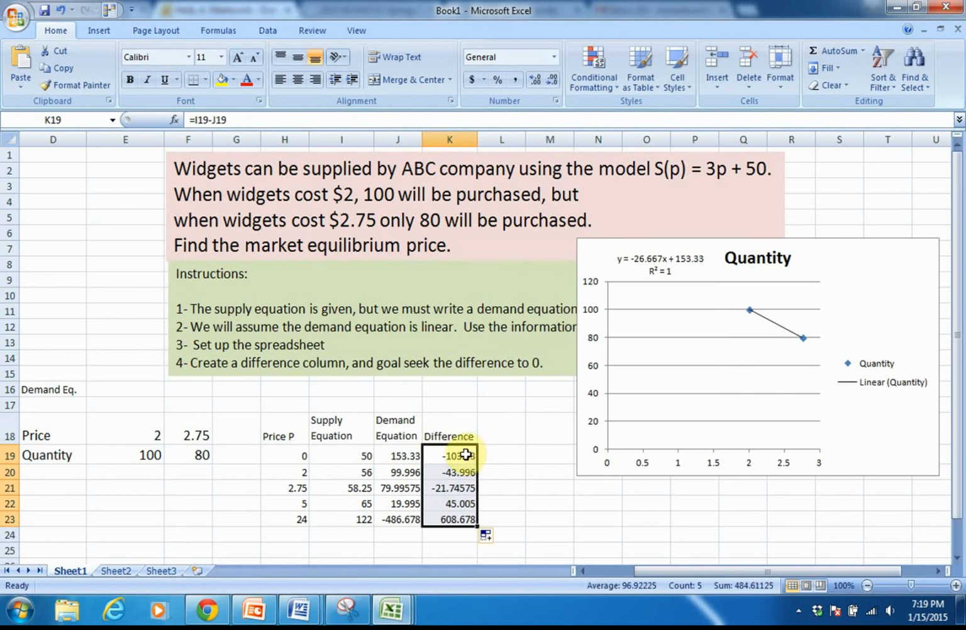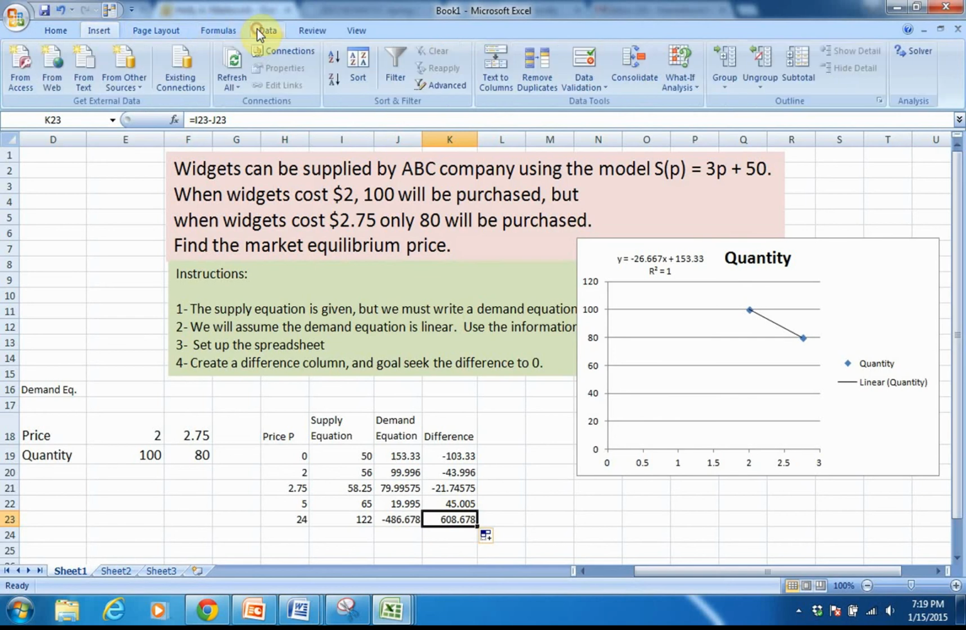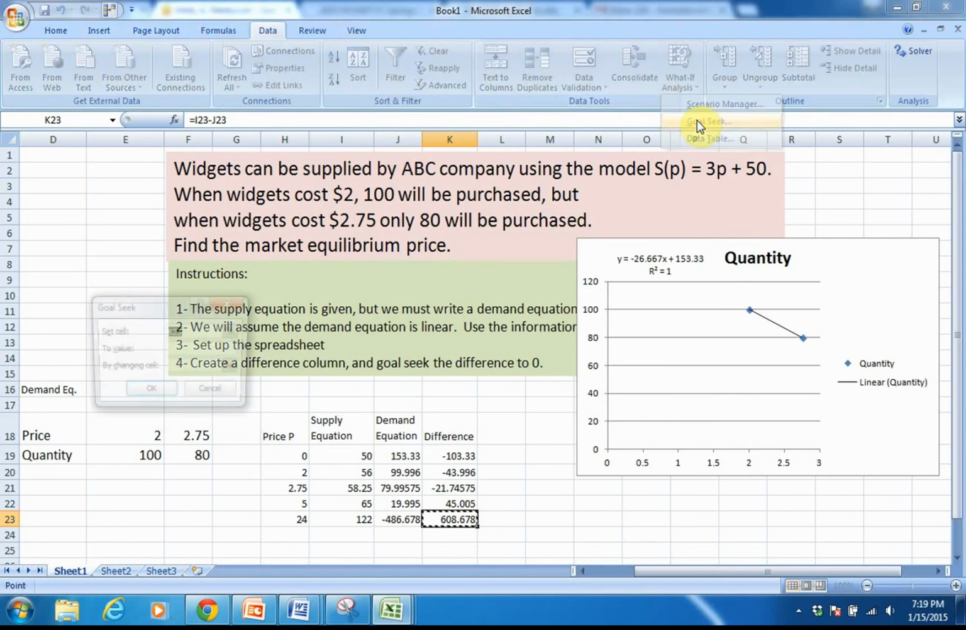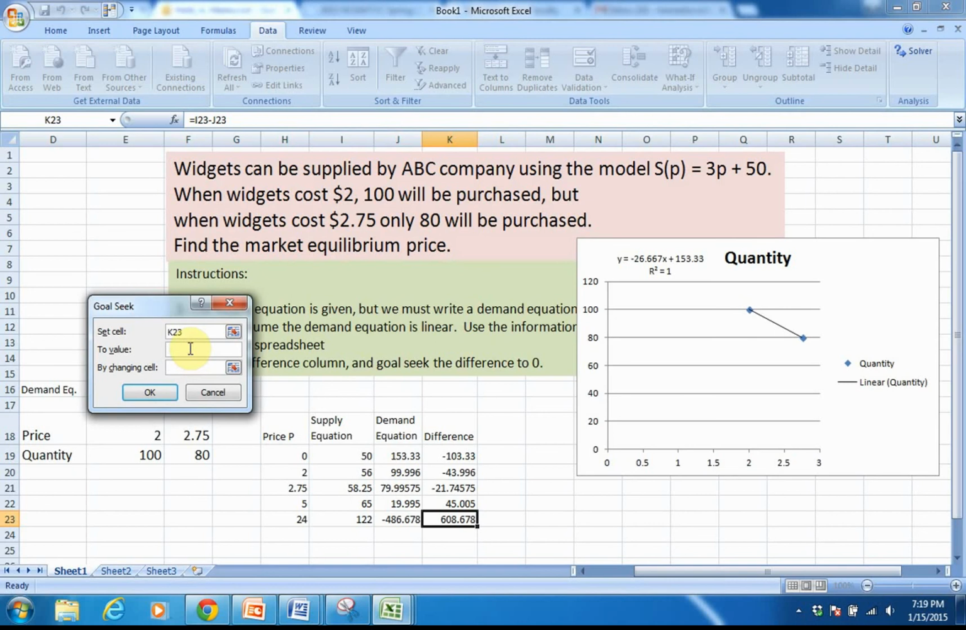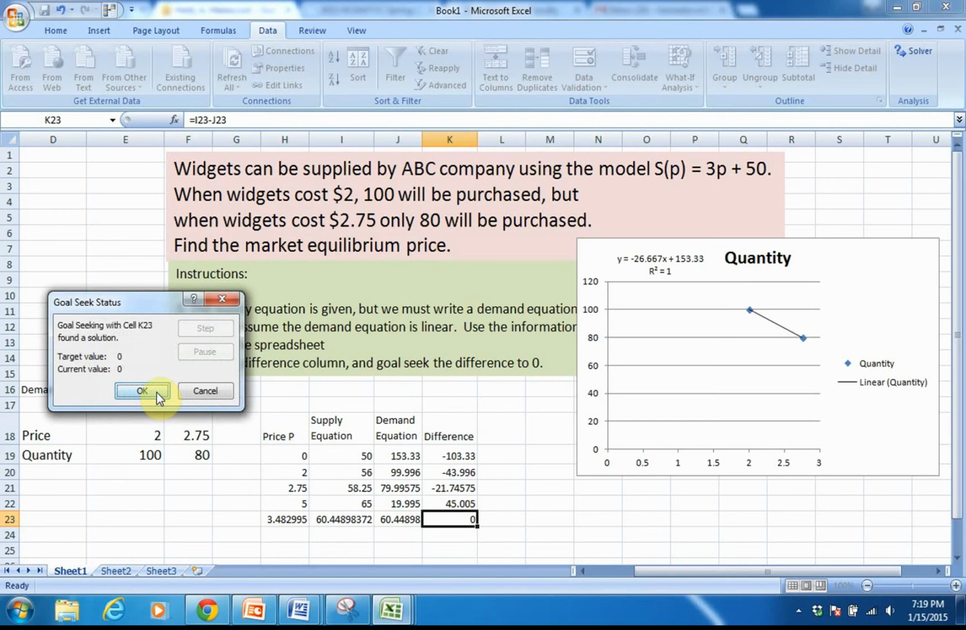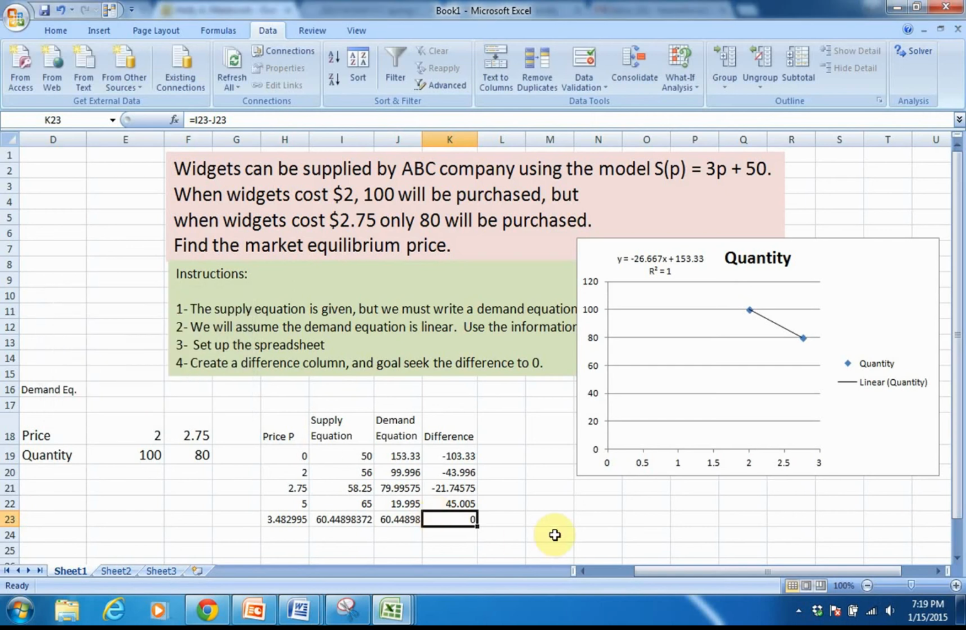Interestingly enough, it goes from a difference of negative to a difference of positive, so we know that somewhere between that negative and positive we're going to have 0. It doesn't matter where you goal seek. I'm kind of a creature of habit, so I'm going to go to that last cell in data, what if, goal seek. We want the difference between supply and demand to be 0. The cell that we're going to change is always the input cell that's in the same row with what we had clicked on originally. Click OK, and there we have it.